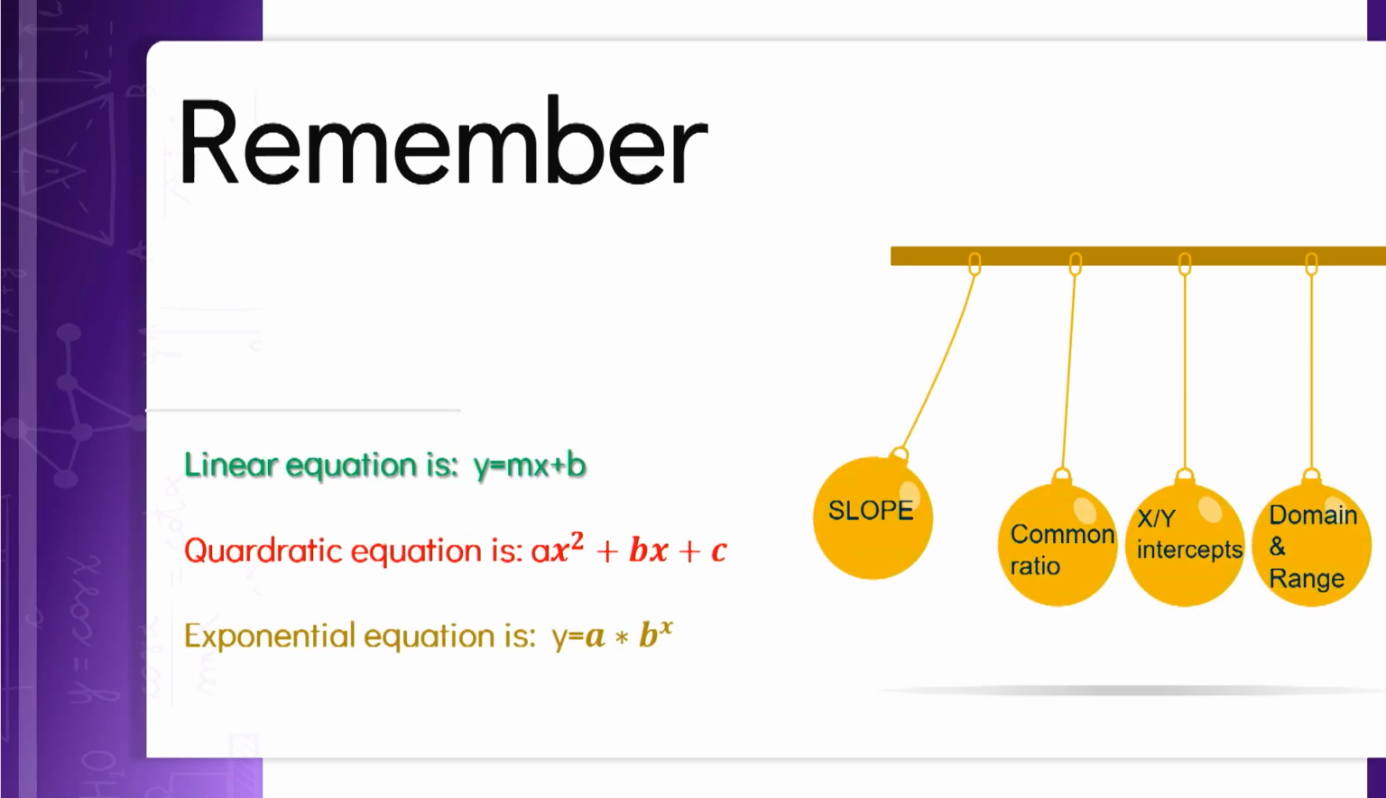Now, there's some things that we've got to remember. We've got to remember the formula for linear equations, y equals mx plus b. We've got to remember the quadratic equation, ax squared plus bx plus c, and our exponential equation, which is y equals a times b to the x. We've also got to remember that we're looking for our slope, common ratio, those x and y intercepts, and we've got to also keep an eye out for those range and domains.